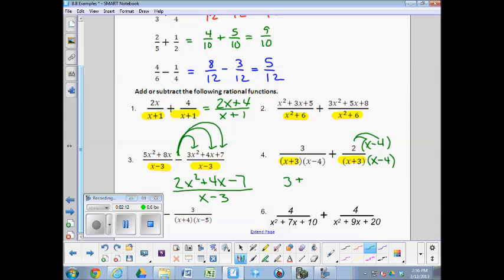So we're going to do 3 plus 2x minus 8. It's going to be on top. And the bottom is going to have that common denominator, x plus 3 times x minus 4. We can combine like terms up top and make it say 2x minus 5. On the bottom, we'll just go ahead and leave it in factored form, x plus 3, x minus 4.